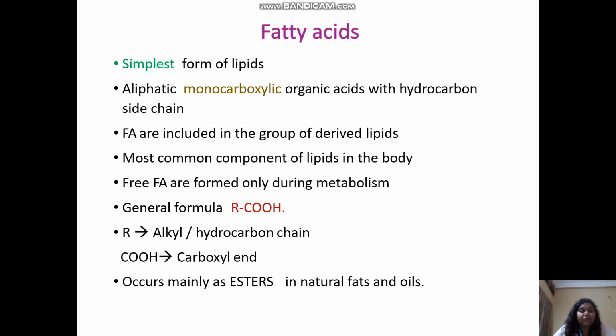The general formula for fatty acid is RCOOH, where R denotes the alkyl or hydrocarbon chain and COOH denotes the carboxyl end. It occurs mainly as esters in natural fats and oils.